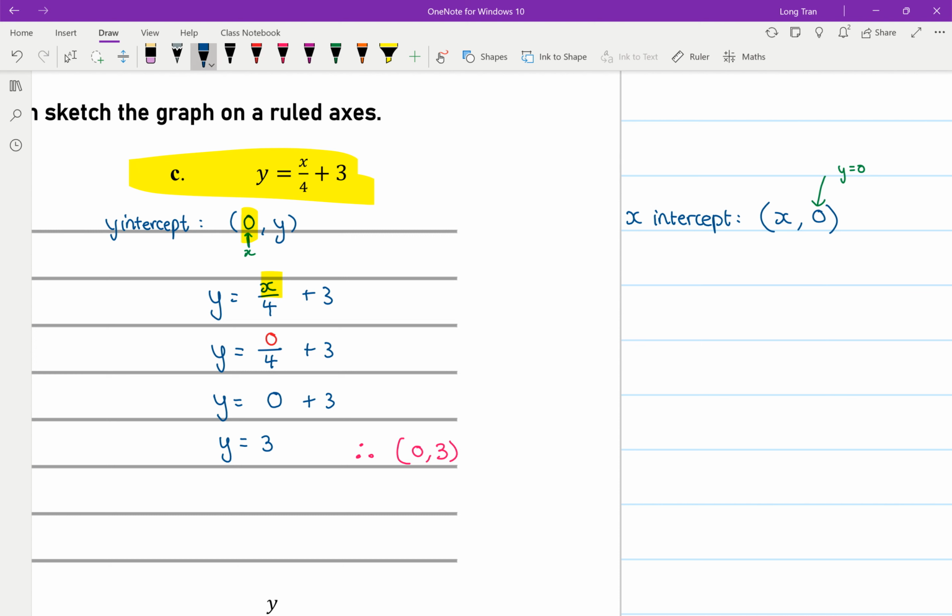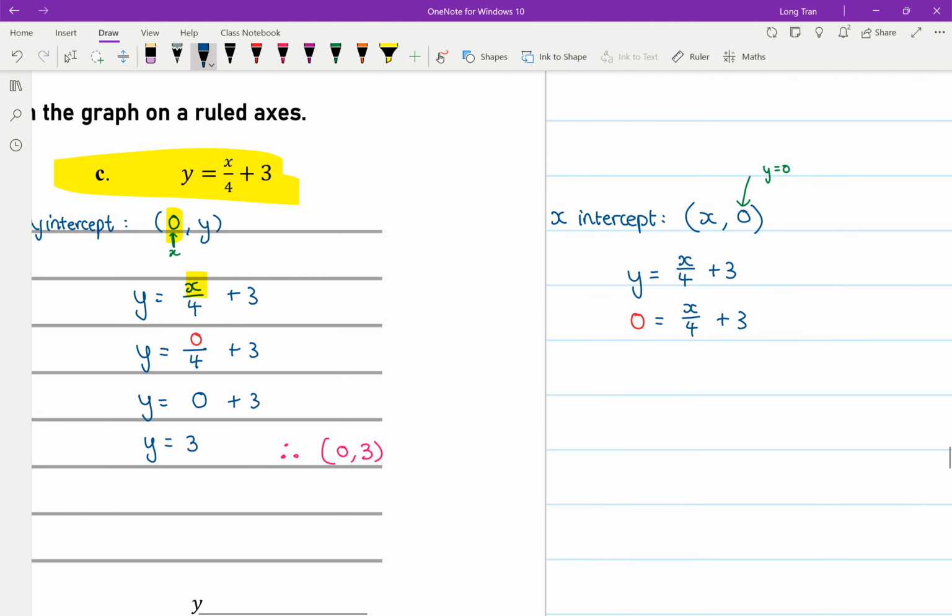So we go back to our equation and we say, all right, we've got y equals x divided by 4 plus 3. And we know that the y value is going to be 0, right? So I'm going to put it here. The y value is meant to be 0, and I don't know what x is. x divided by 4, add 3. Now we're going to balance the equation.